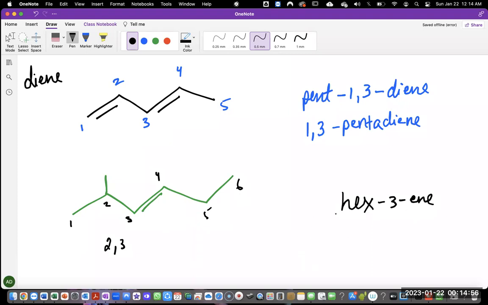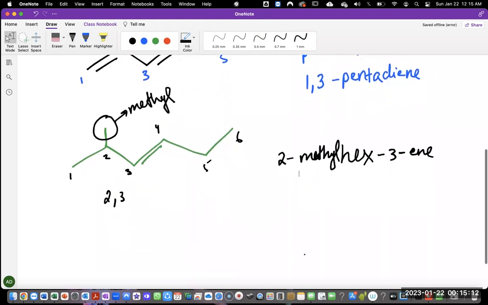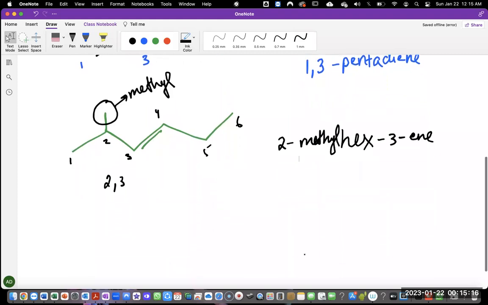And then in the front, what do we put? We need to tell that we have a substituent. What is this substituent? This substituent is called methyl. So you have a methyl sitting on carbon number 2. So it's simply 2-methylhex-3-ene, or you could have said 2-methyl-3-hexene. Both are totally fine. Okay. All right.